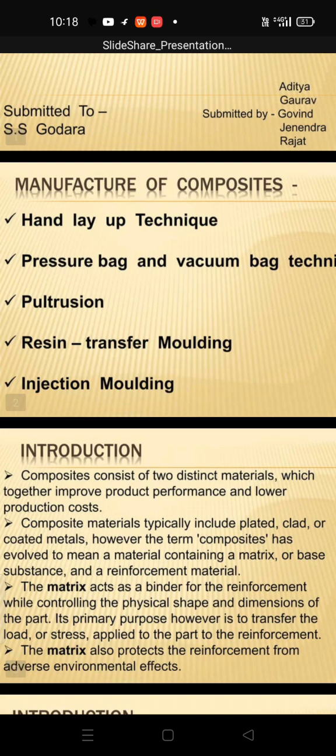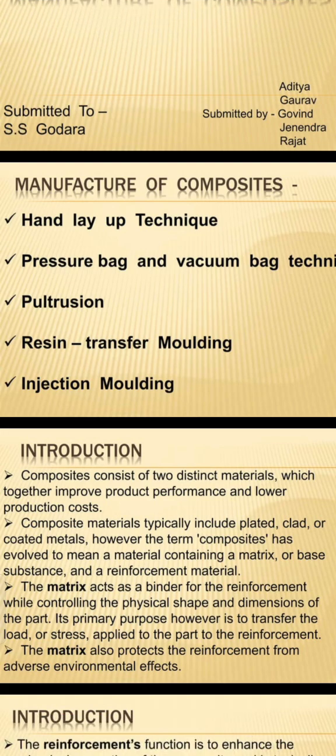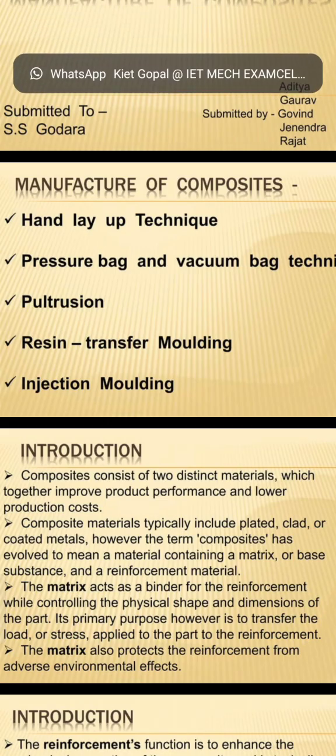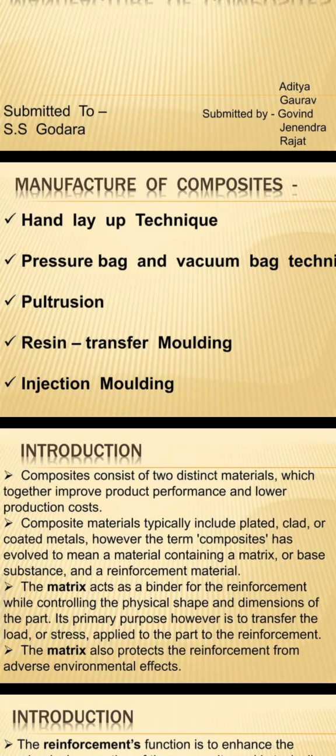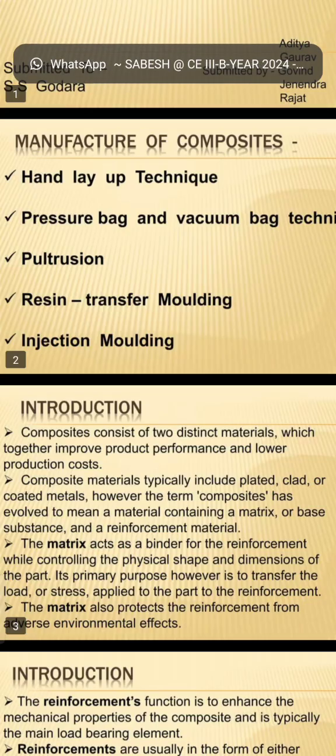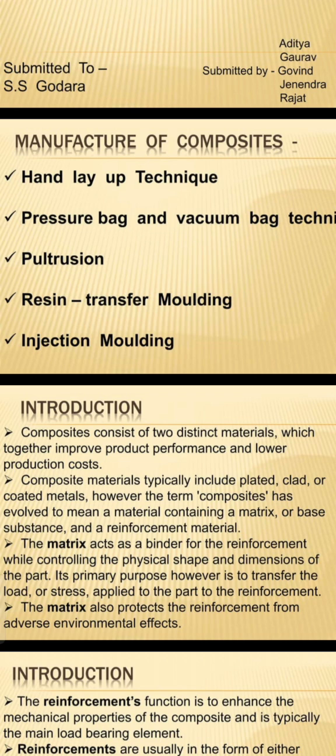First one is an introduction. The composite material consists of two distinct materials which together improve the product performance and lower production costs. Composite material typically includes plated, clad, coated materials. However, the term composite material means the material consists of a matrix or resin substance and a reinforcement material. The matrix acts as a binder for the reinforcement while controlling the physical shape and dimensions of the part. The composite material only means it consists of two materials: a matrix form and a reinforcement form.